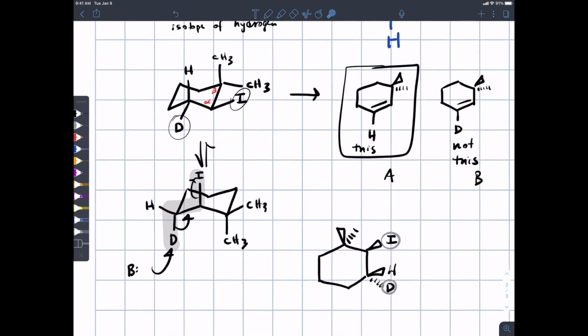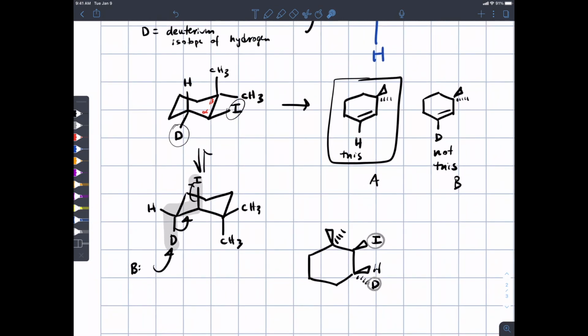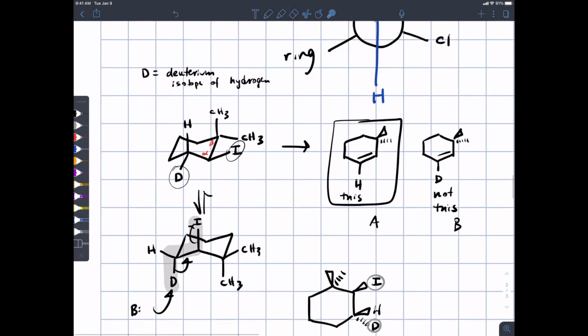So which conformation is more stable, the first or the second, is a question from home. Deuterium is an isotope of hydrogen. The difference is in the nucleus. The nucleus is a very small part of the atom. The atom size is mostly the electrons. The radius of deuterium and hydrogen is basically the same. So there's no big steric difference there.